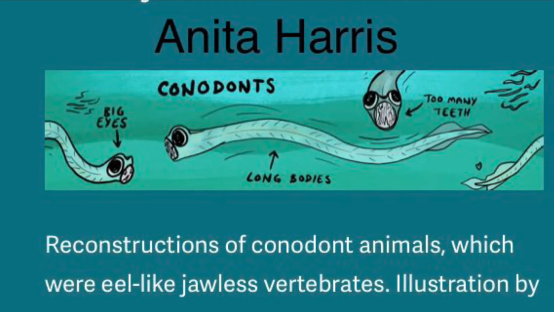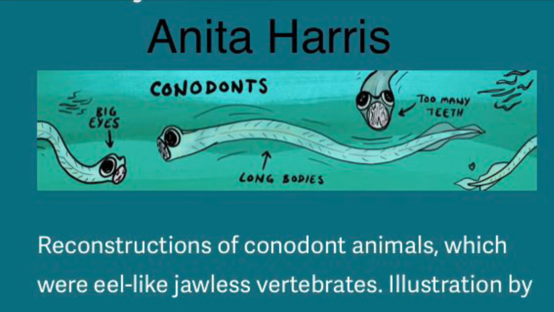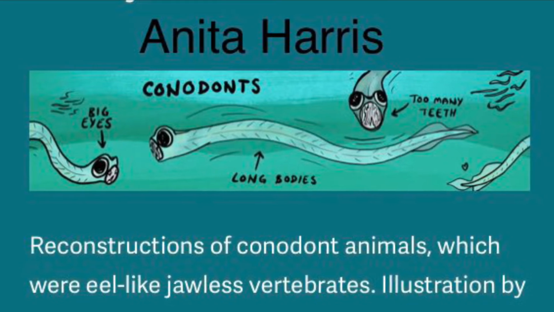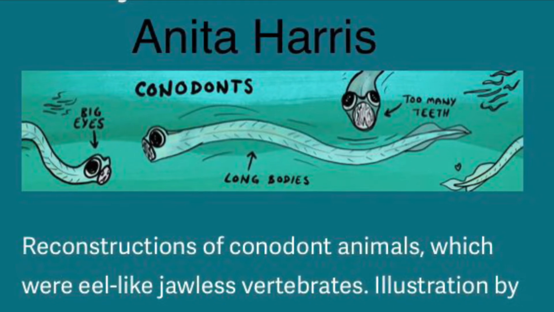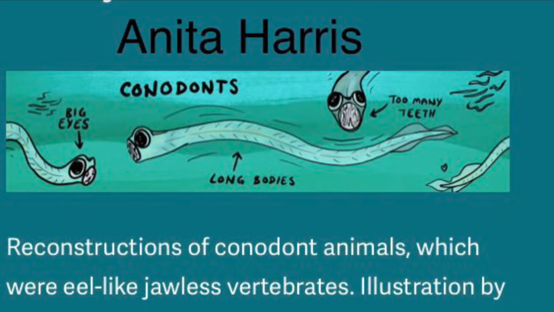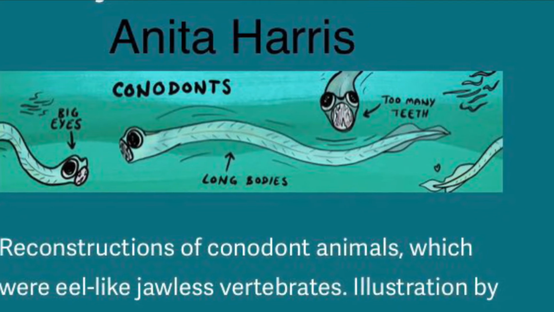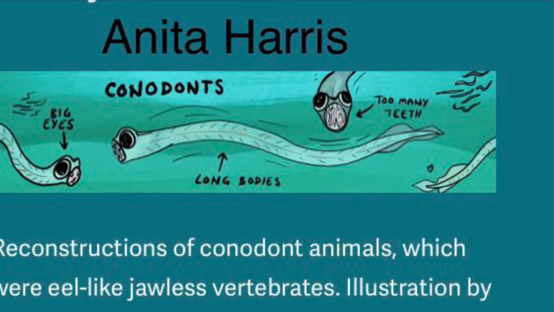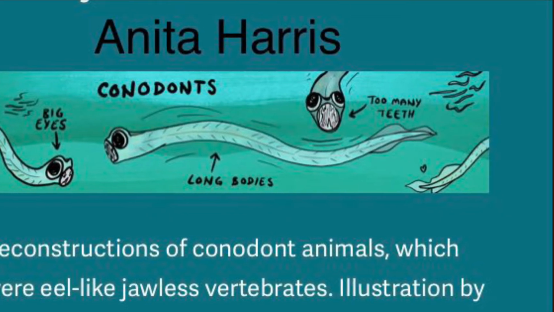They call these teeth-like structures conodonts, and they also call the critters that these teeth-like structures came from conodonts. Here's what they look like: eel-like creatures that range from about a 1/2 inch long up to 15 inches long.